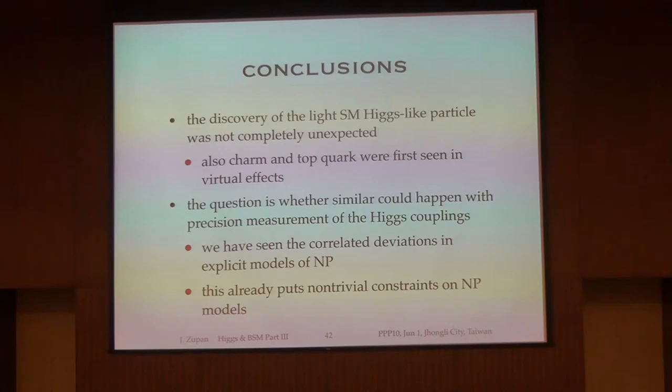Now, the question is whether something similar can happen also when you perform the precision measurements of the Higgs couplings. As we saw, the radiative corrections of beyond standard model physics can modify the Higgs couplings. So if you measure them precisely, maybe there's going to be a pattern there which will point toward an extended sector. We've seen that there are correlated deviations in the explicit models. And right now, this already puts non-trivial constraints on the new physics models.